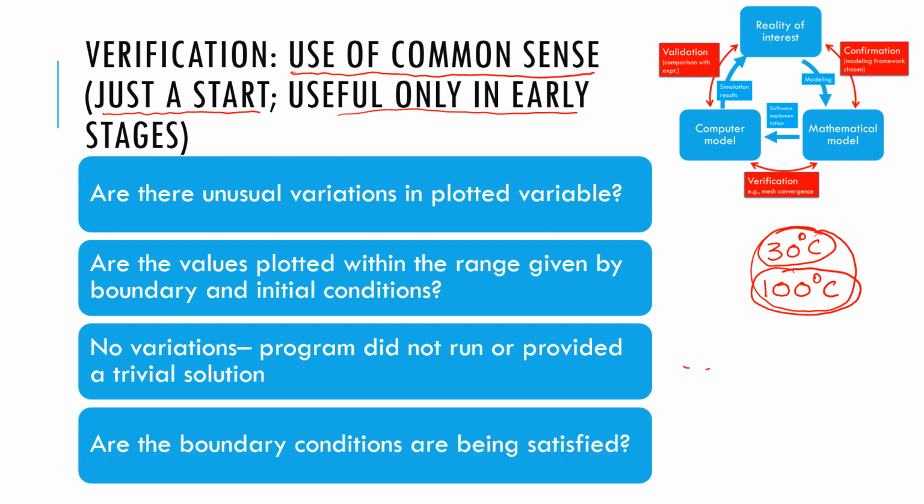Then, are the boundary conditions being satisfied? So if you have an insulated boundary condition, it should not show a temperature gradient, for example. So all these are simply checks for the obvious. It does not validate the model. In fact, we are not in the validation stage at all. This is verification.